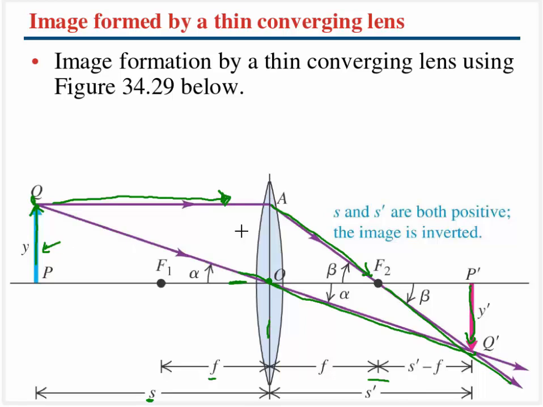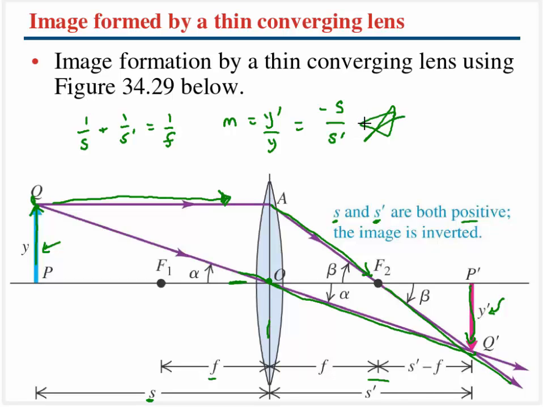We have the object distance, object height y. We have the image height y prime. Keep in mind that both s and s prime are positive. s is positive because it's on the same side as the incoming light, and s prime because it's on the same side as the outgoing light. And the same equations are going to apply. 1 over s plus 1 over s prime is equal to 1 divided by the focal length. We can still define the magnification to be equal to the image height divided by the object height, which is also going to be negative object distance divided by image distance. So all of these equations are still going to apply.